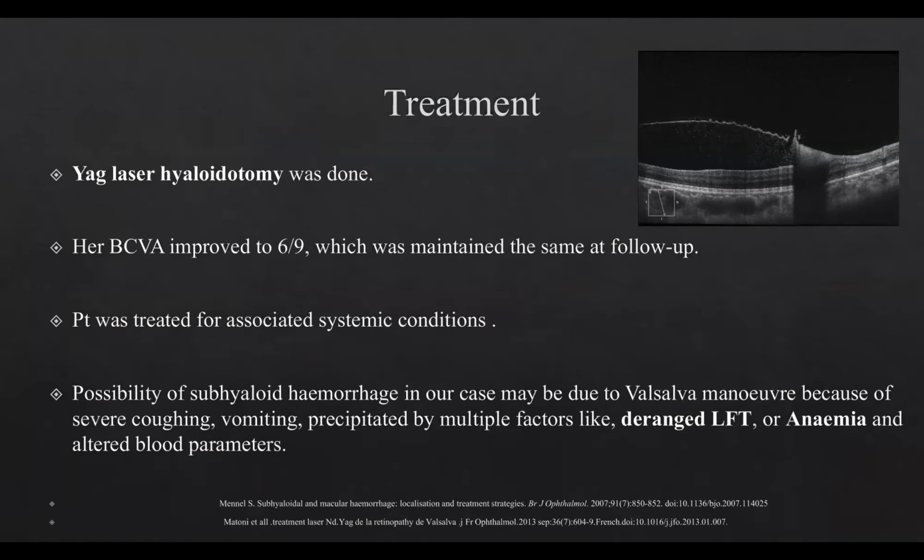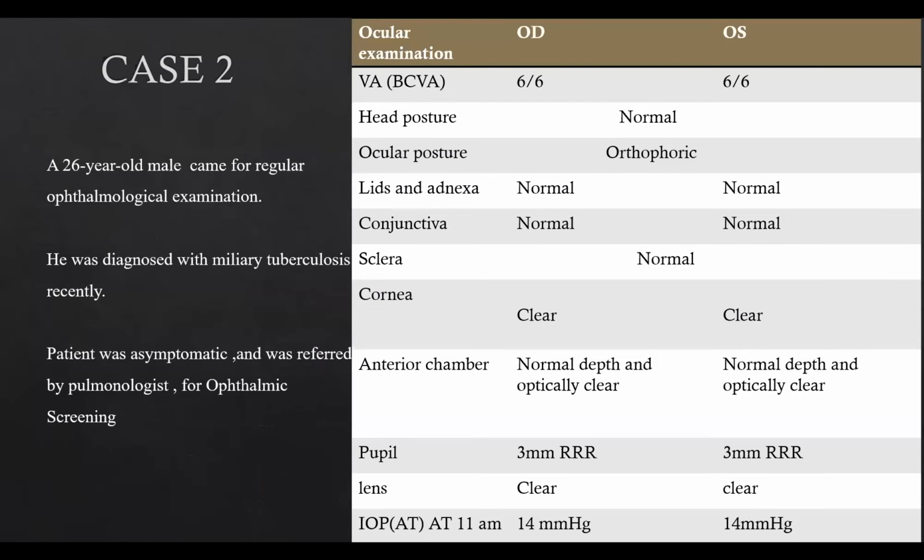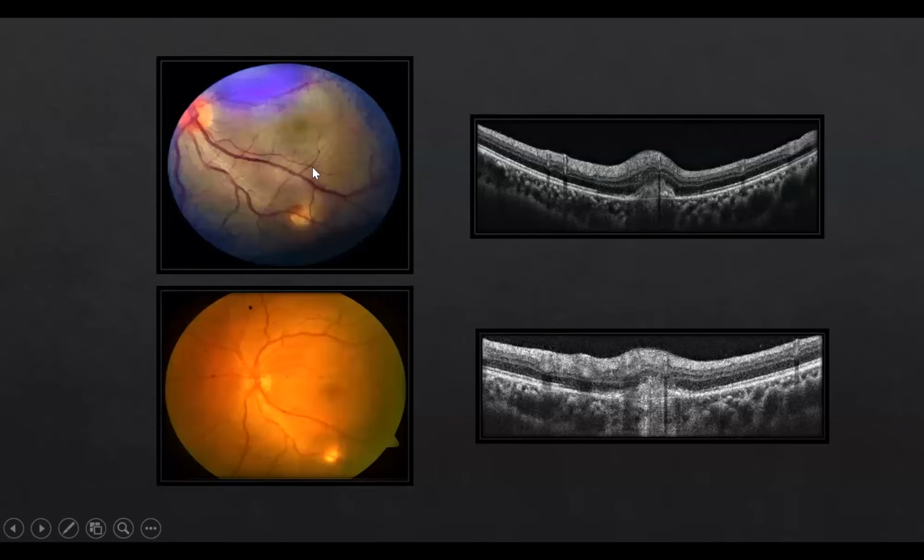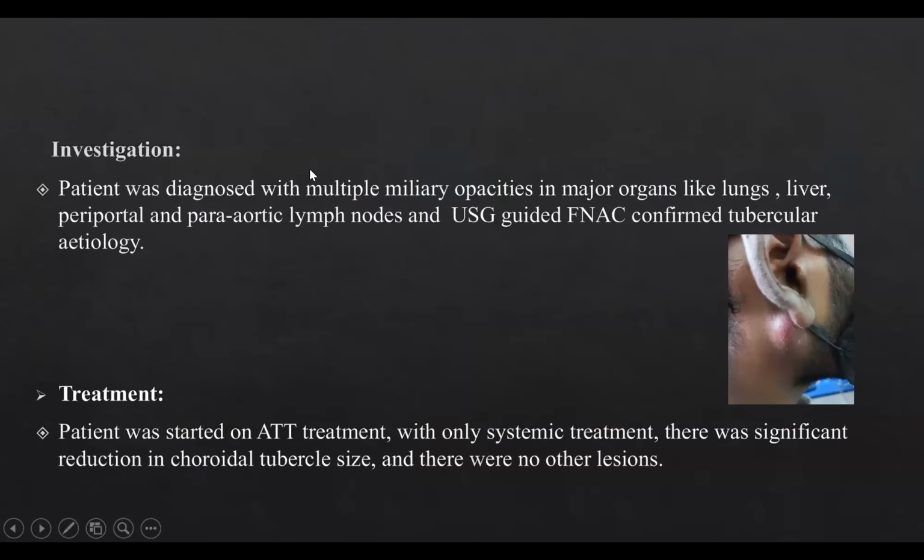Coming to our second case, a 26-year-old male came for a regular ophthalmic examination as he was referred by a pulmonologist, having been diagnosed with miliary tuberculosis recently, just for an ophthalmic screening. His BCVA was 6/6 in both eyes, the rest of the anterior segment examination was normal, and the anterior chamber showed no signs of uveitis. This is the fundus photograph of the left eye. We can see along the inferior arcade a whitish to yellow lesion, which was a choroidal tubercle.